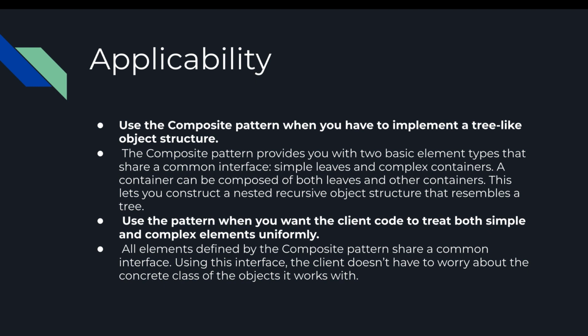The composite pattern provides you with two basic element types that share a common interface: simple leaves and complex containers. A container can be composed of both leaves and other containers. This lets you construct a nested recursive object structure that resembles a tree.